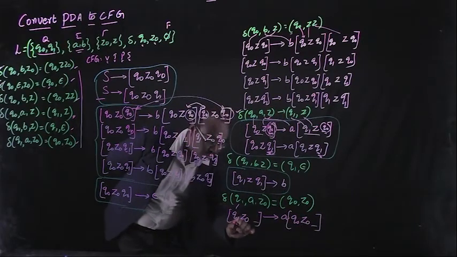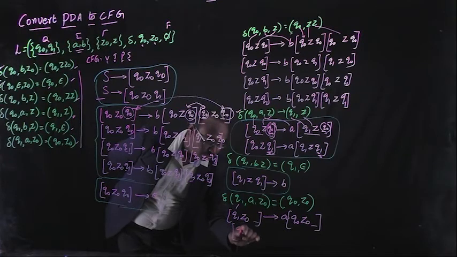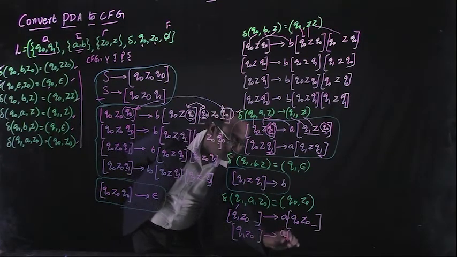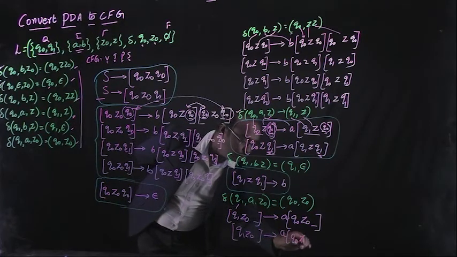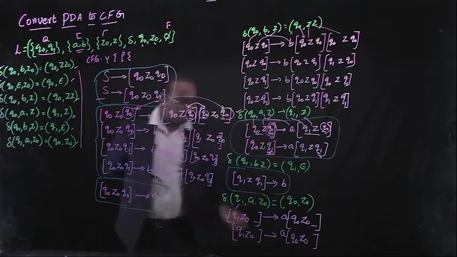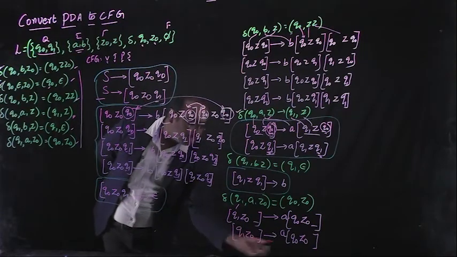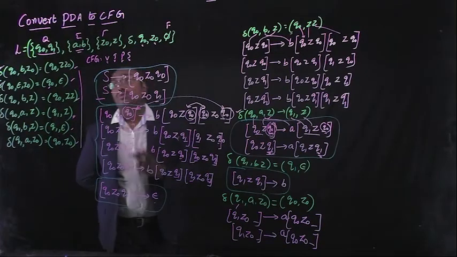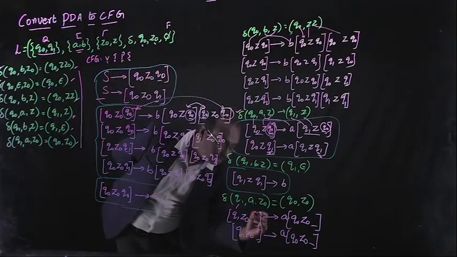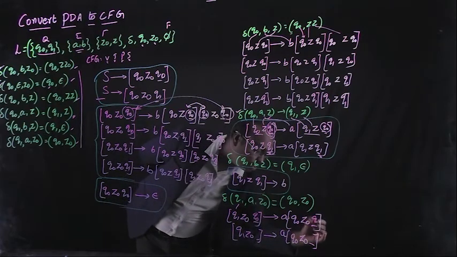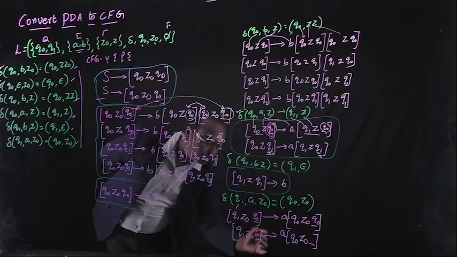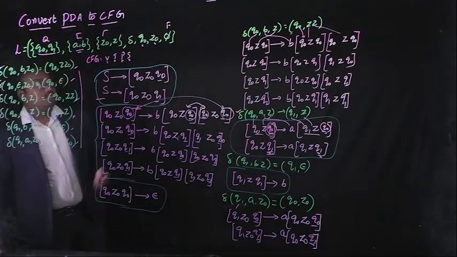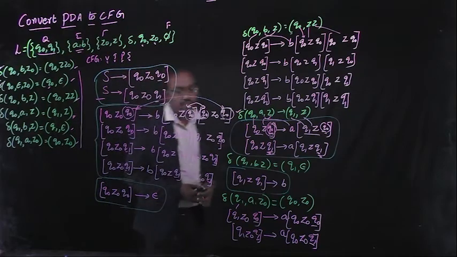Q1 Z naught tends to A of Q naught Z. So here in these empty places I have to fill with the possible combination of states. Here I have two states, Q0 and Q1. Then I fill with Q0 and this one also Q0, and this position will be filled with Q1 and this will be filled with Q1. Okay, so these are the possible productions.